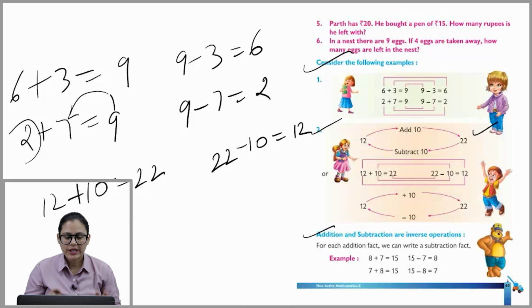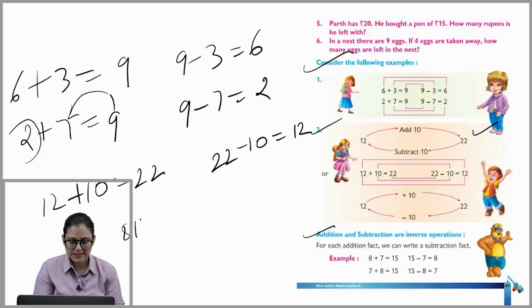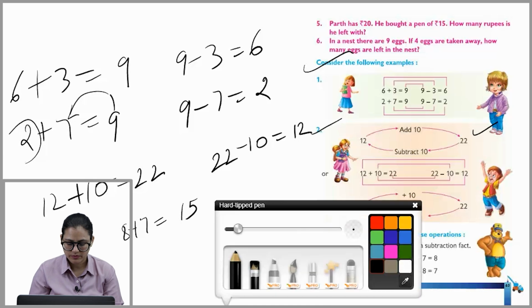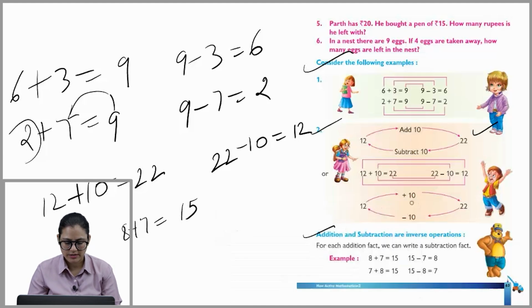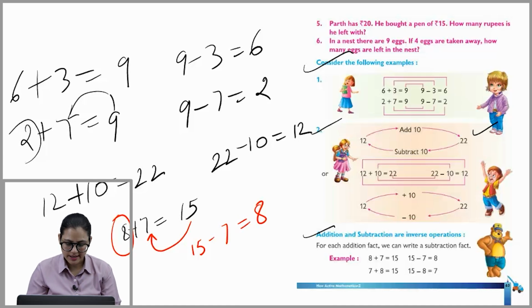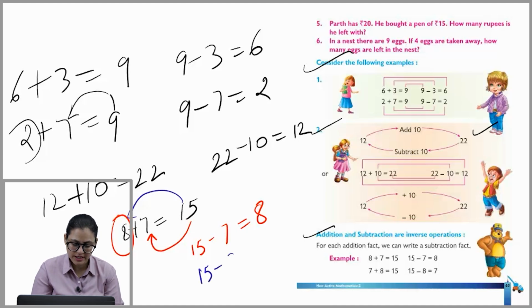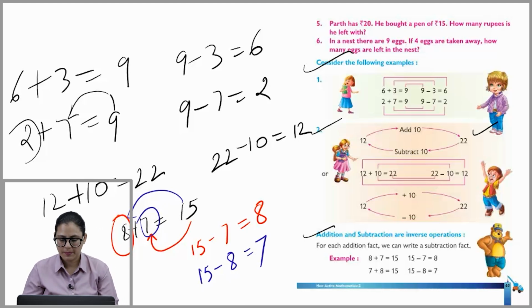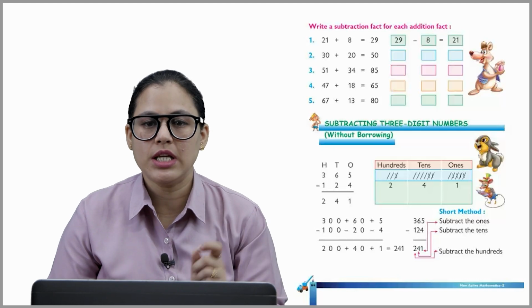How? Let's check. For each addition fact, we can write a subtraction fact. For example, 8 plus 7 is equals to 15. Okay, we will write subtraction fact. Now, if you subtract 7 from 15, you will get this number, that is 8. Okay, and second one is, if you subtract 8 from 15, that is 15 minus 8, you will get this number, that is 7, right?